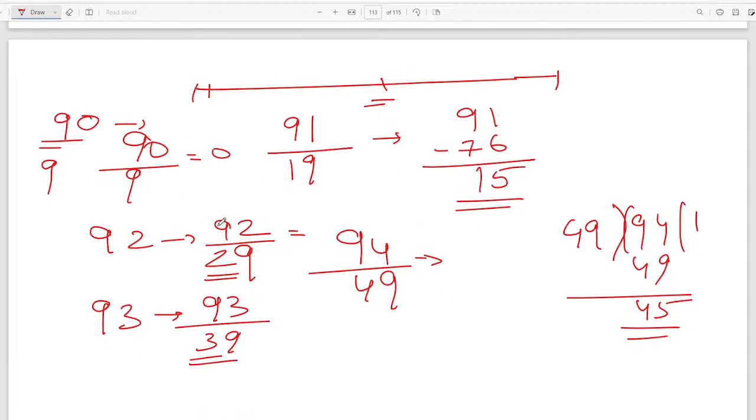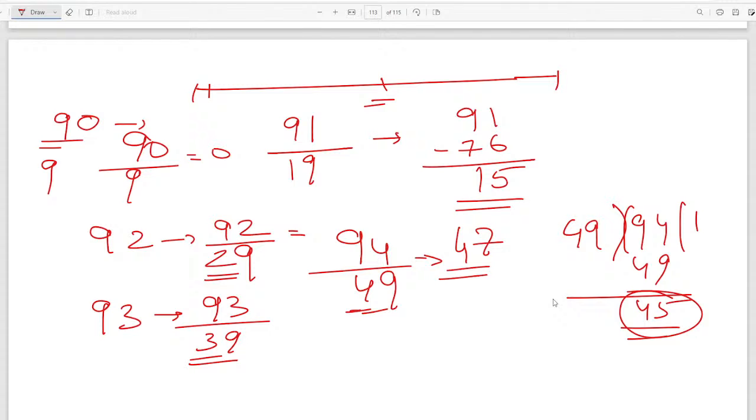And then 92 divided by 29. Since this is less than half of it, I wanted some number which is more than half of 92. Here 94's half is 47. So 49 is just greater than 47. You are getting a large remainder, 45.